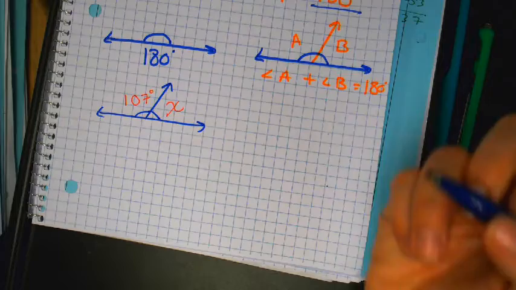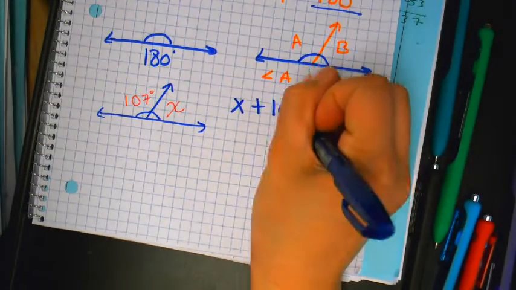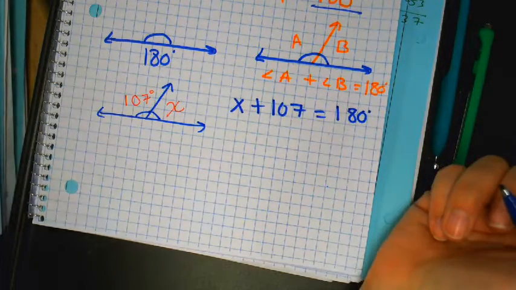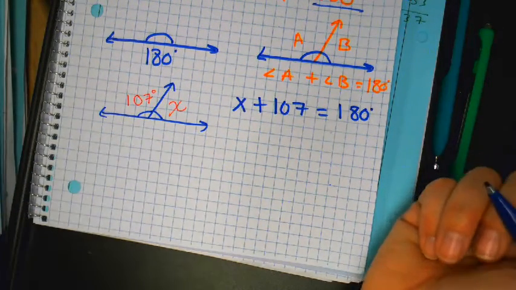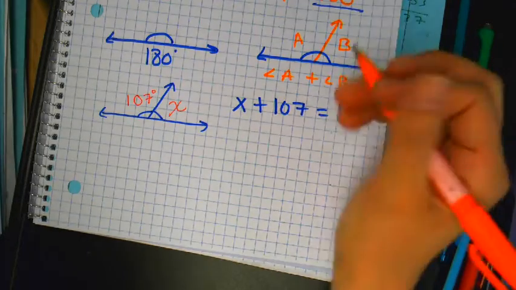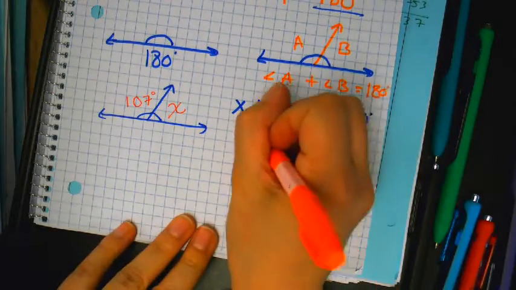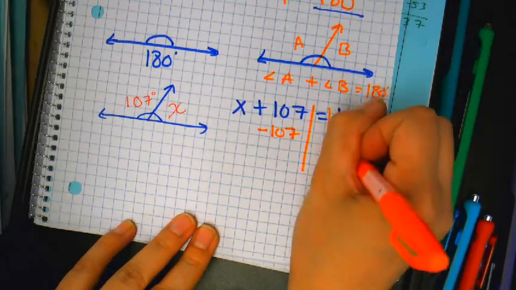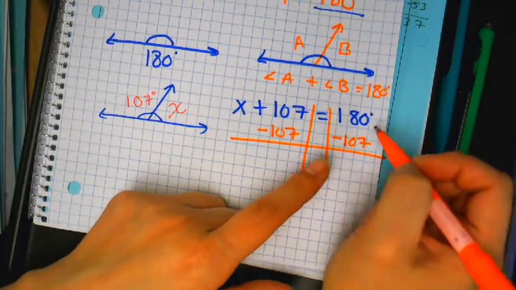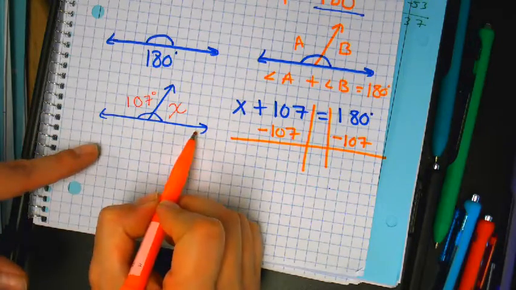So, what equation do I write down? You don't. This is a straight line. So, what do I have to do? Minus 107 minus 107. Basically what we did before, but instead of writing 90, we write 180. Why? Because it's a straight line. Okay?